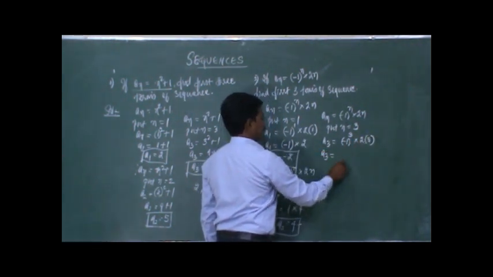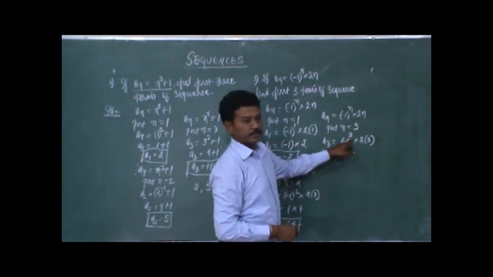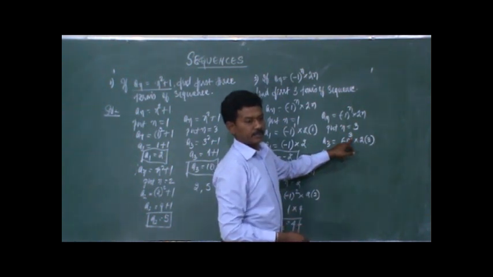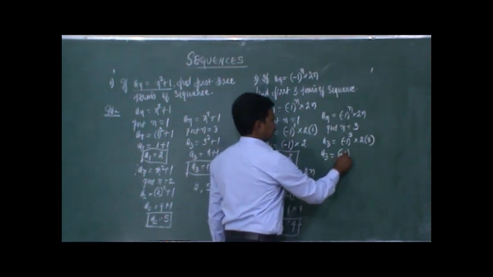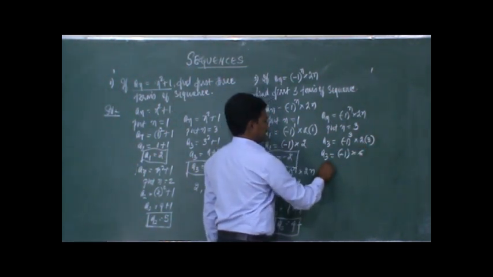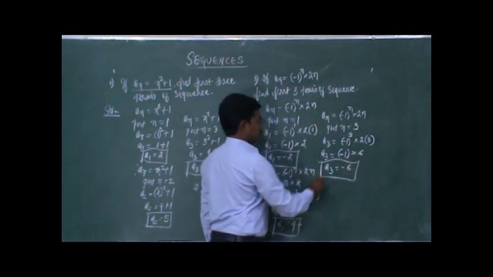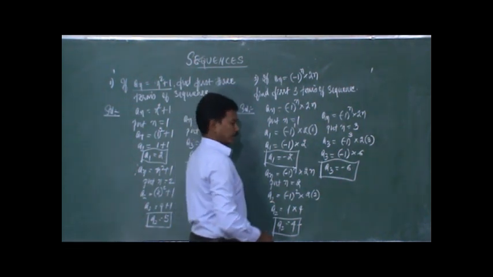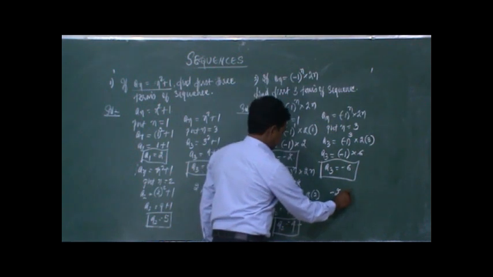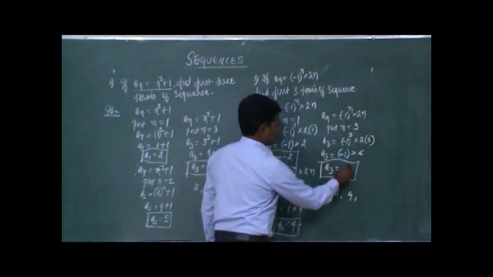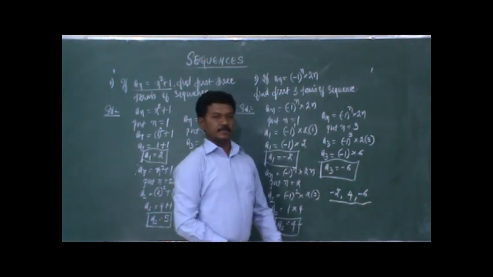So a3 is equal to minus 1 whole to the power 3. A negative number raised odd number of times remains negative. So it is minus 1 into 2 3s are 6. A3 is equal to minus 1 into 6 is minus 6. So the first 3 terms of the sequence we have got: that is minus 2, second term is 4, and the third term is minus 6. So these are the first 3 terms of the sequence.